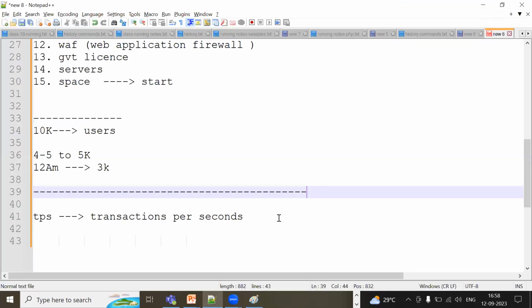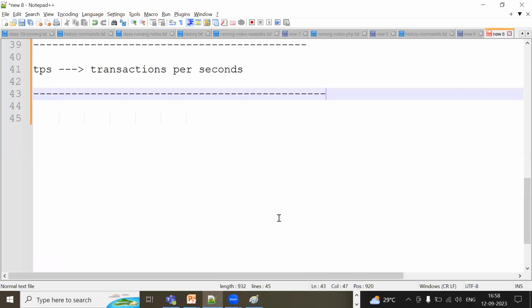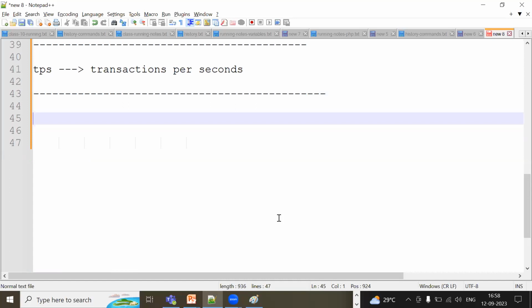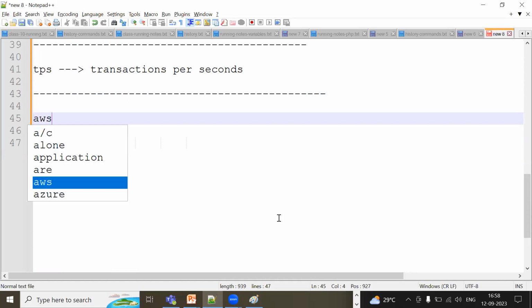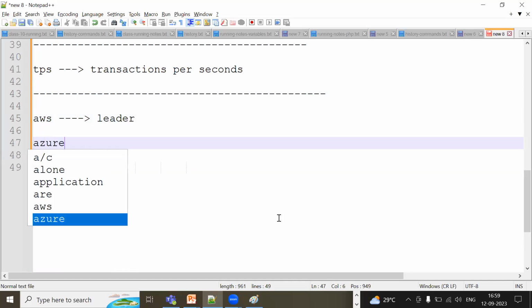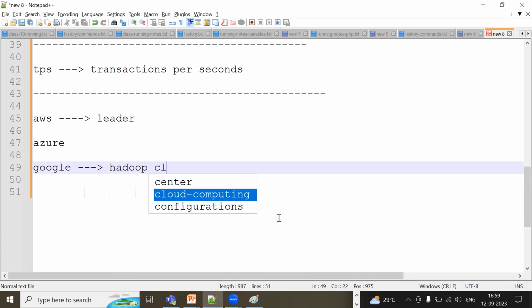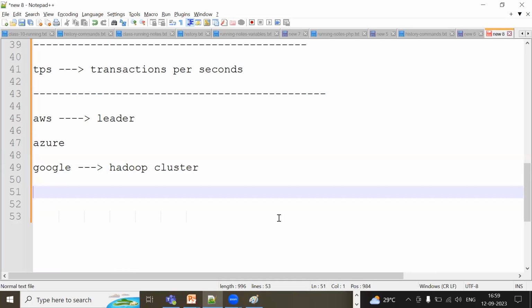So cloud computing will take all of these responsibilities for you. There are some vendors working rigorously to release services on a daily basis. AWS is one of the leaders in the market as of now, second is Azure, and the third is Google. Google is very good for Hadoop clusters. I don't want to go into detail, but for some services some cloud vendors are very good, and depending upon that, you can choose.